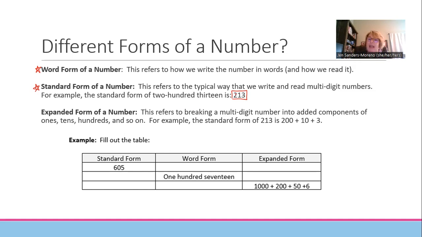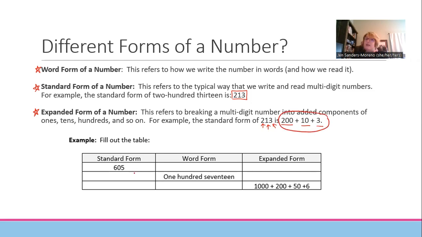And then expanded form of a number, we've talked a little bit about this in a previous video, but if you haven't seen that one, what ends up happening is that every digit is assigned a place, and we're going to separate it based on that. So for example, 213, that 2, as I already said, is a 200. That 1 in the tens place means that we have 10, and then the 3 in the ones place gives us 3. So this is expanded form.